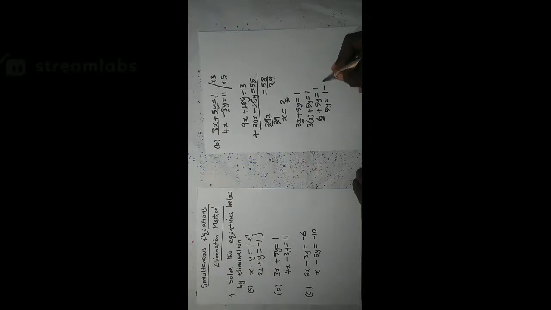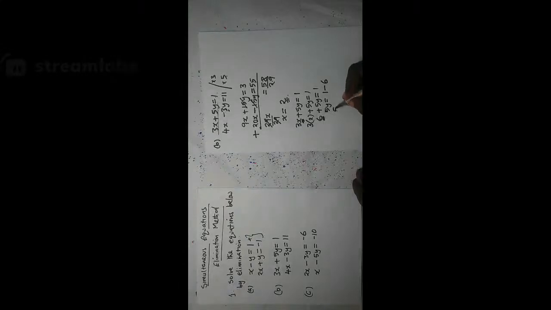And then we can collect like terms. So this 6 here, we take it to the other side. And since it's a positive number, it's going to be negative. So we are going to remain with 5y is equal to 1 minus 6. When the 6 goes that side, we are going to have 5y is equal to 1 minus 6. Okay, so 1 minus 6 is negative 5.